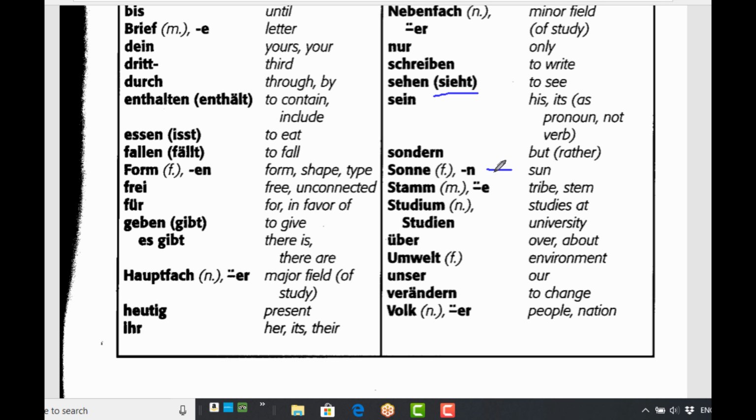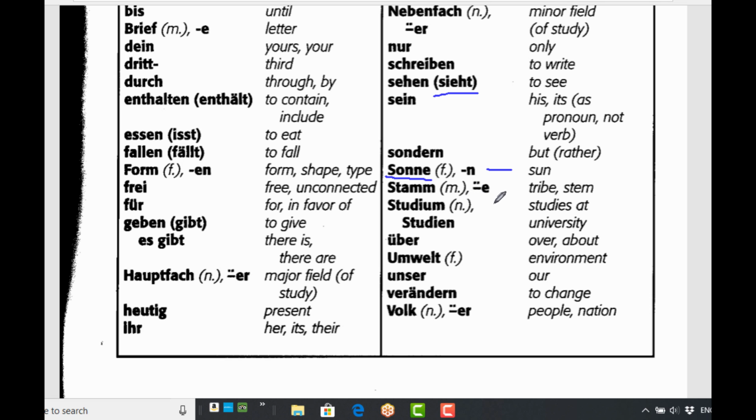Sonne, die Sonne. And remember, how do you know the gender of this word, Sonne? Well, because it's written right beside it. Yeah, but what else? Because it ends in an E. Two-syllable words ending in an E. Sonne, Gabe, Weise, Reise, the trip.